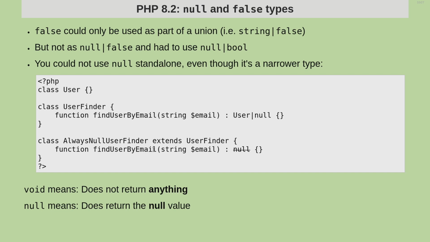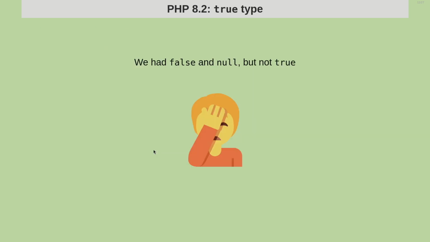We only had string or false. We didn't have string or true either, because PHP didn't need that internally. So yeah, we had false or null, but not true, and that's a really big facepalm. I like it. So we didn't have any of these things, so now, in PHP 8.2, we introduced the false type, the null type, and the true type, and you can use them all standalone as well.